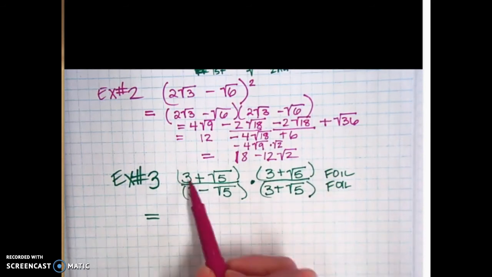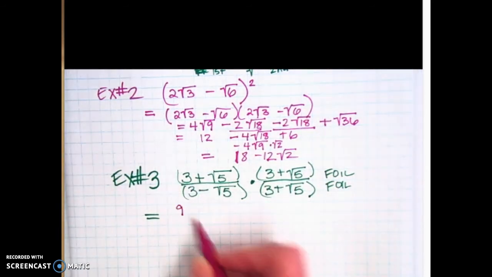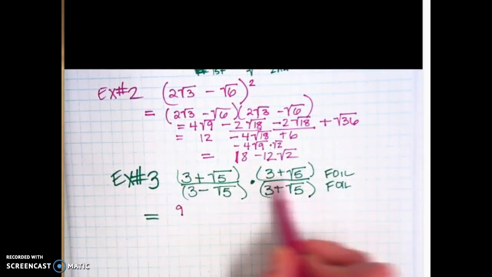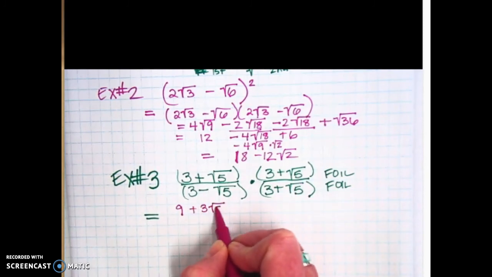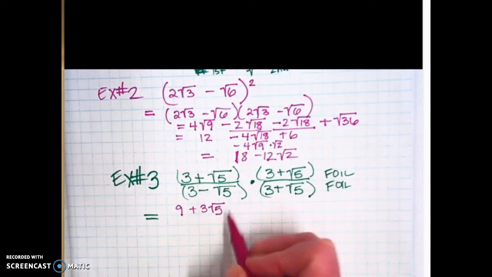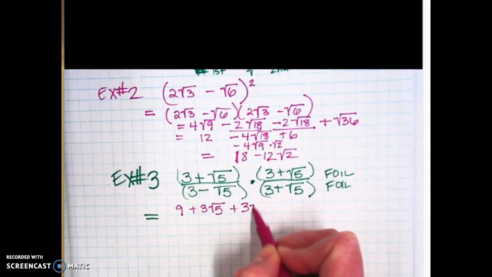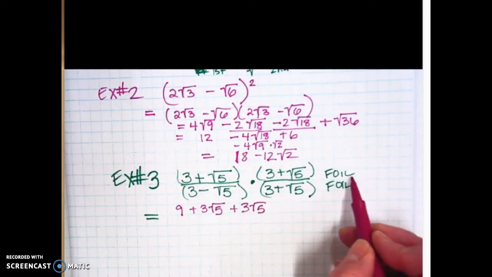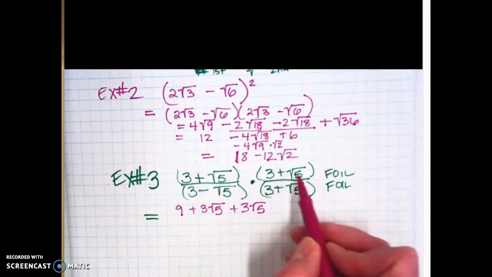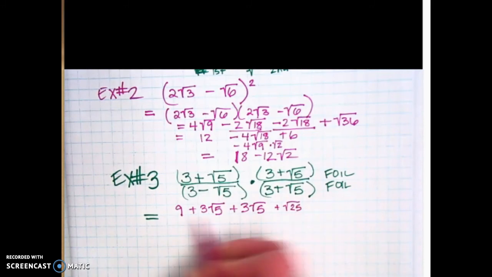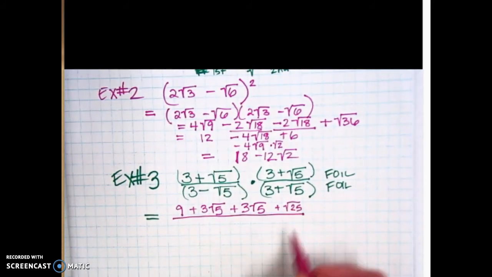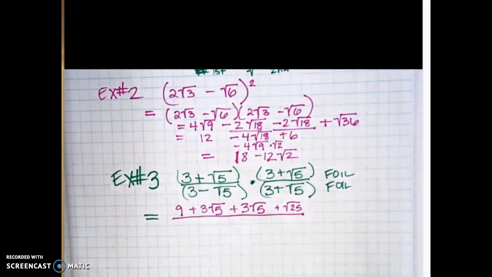F is for first. 3 times 3 is 9. O is for outside. 3 times the square root of 5 is plus 3 square root of 5. I is for inside. Same thing, another 3 square root of 5. And then L is for last, so you have the square root of 5 times the square root of 5, which is the square root of 25. Okay, that's the FOIL of the numerator.